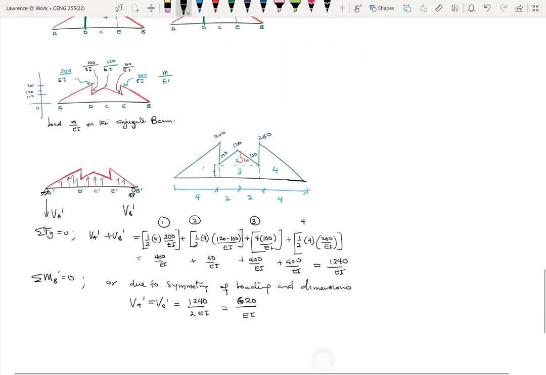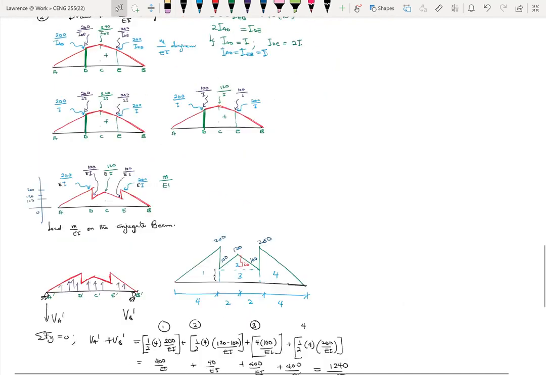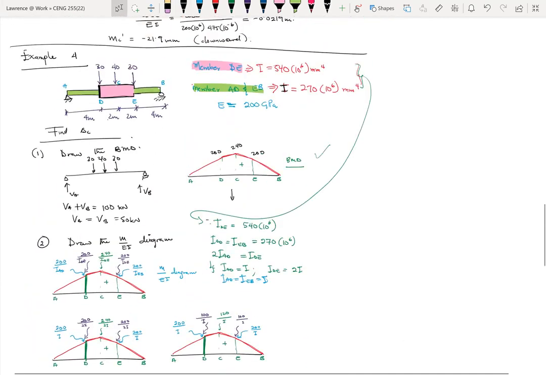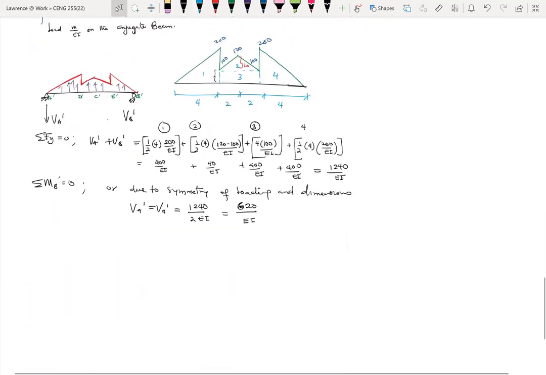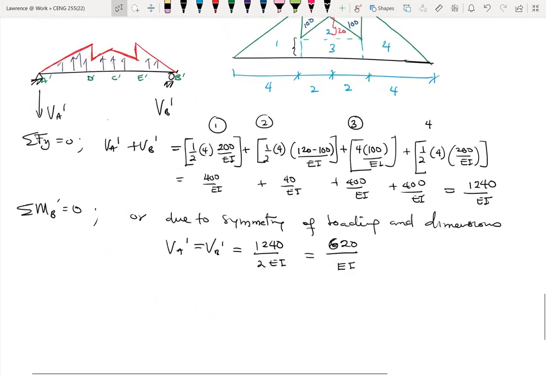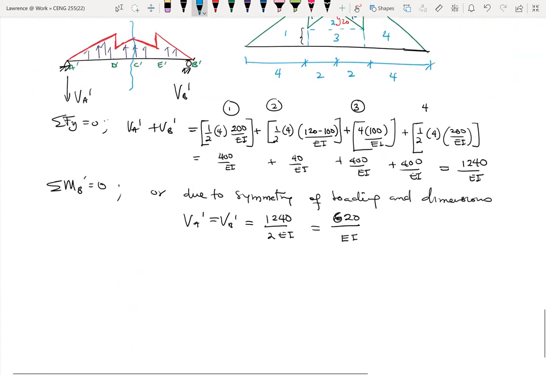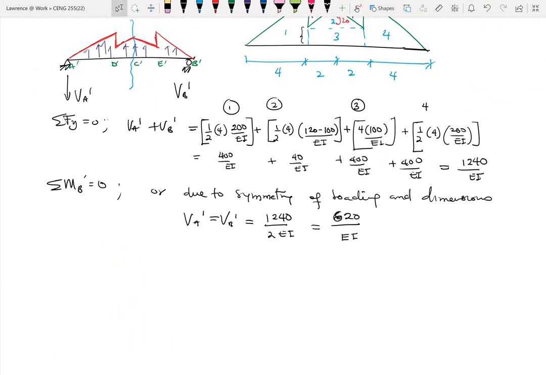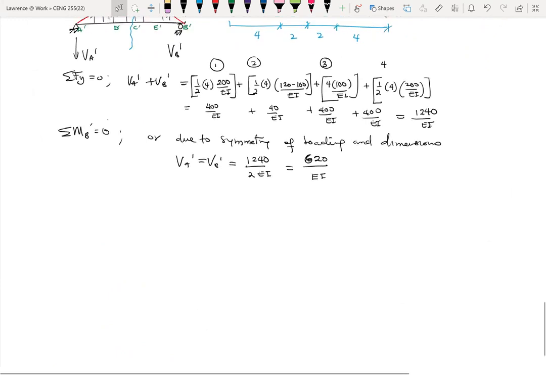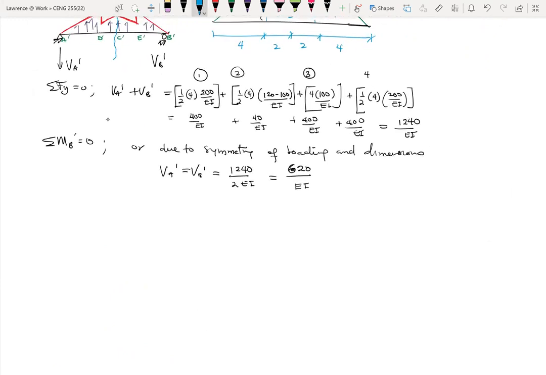Now, again, back to the problem. We want to find the deflection at C. So we come to our conjugate beam, and then we cut a section through C. We can use either the left-hand side or the right-hand side. Let's use the left-hand side. So I would end up with a beam like that.